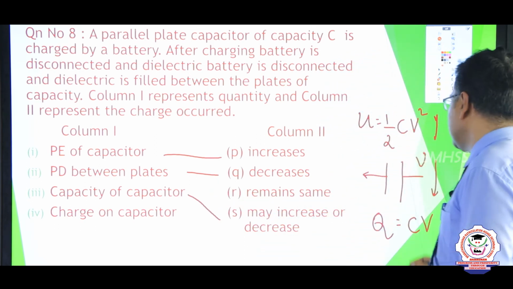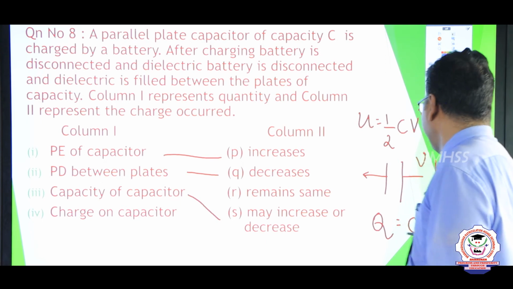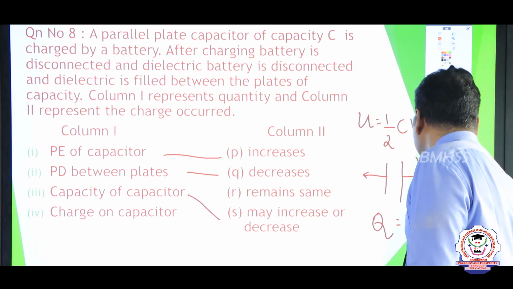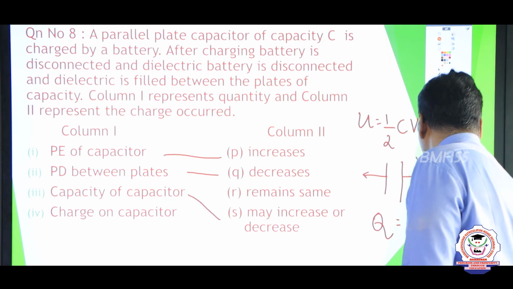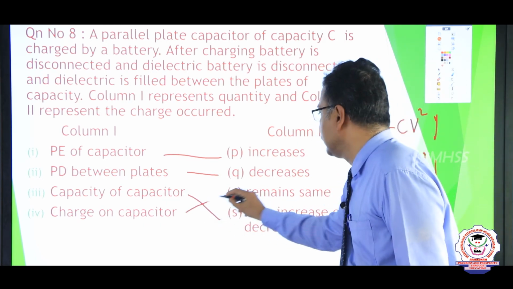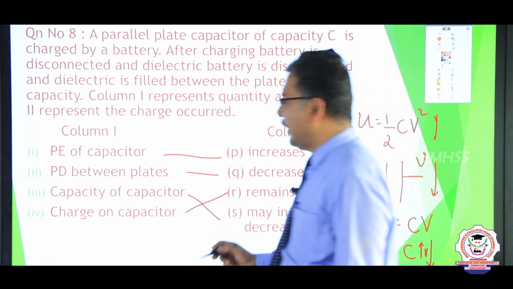And the fourth one, what is the charge on the capacitor? Charge on the capacitor will be Q. If C increases, V decreases. So it remains the same. So this is the way you have to match the following.